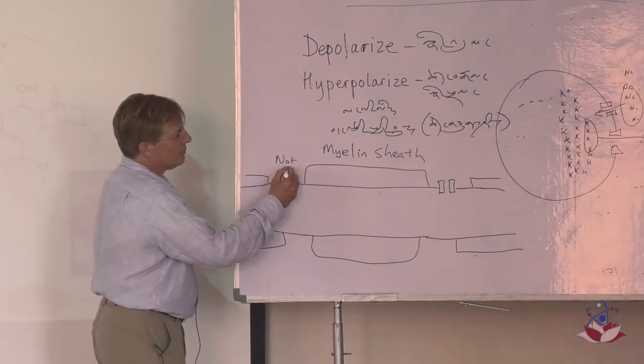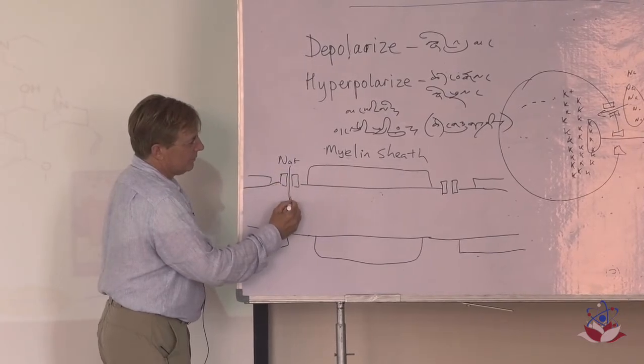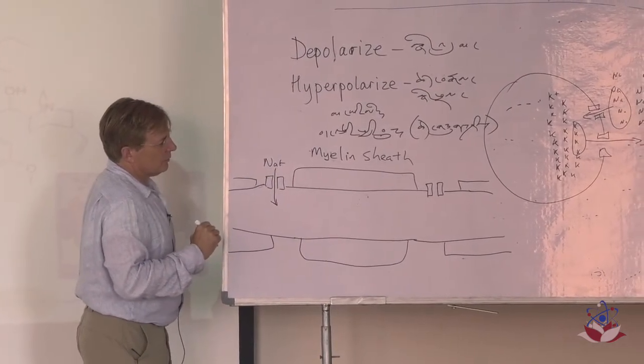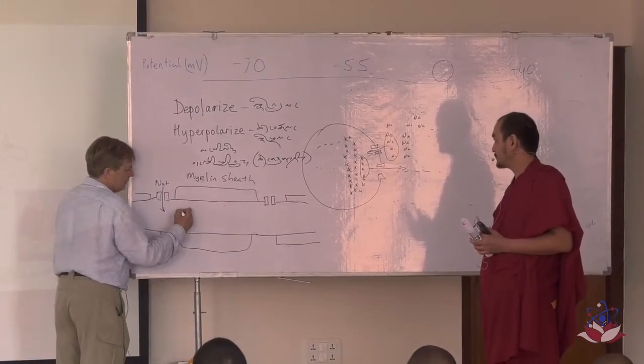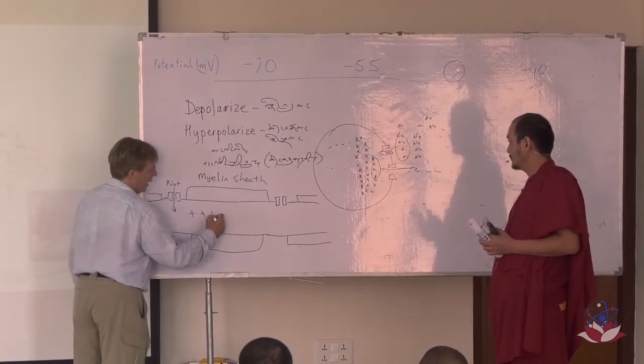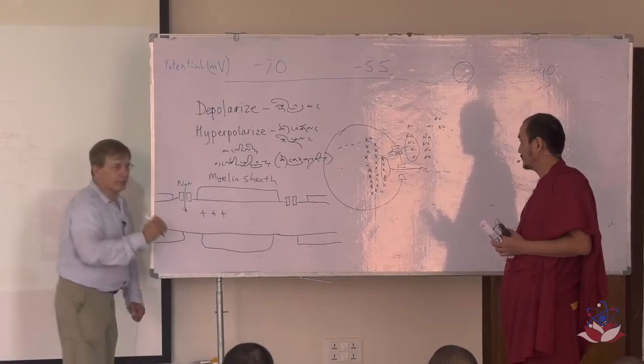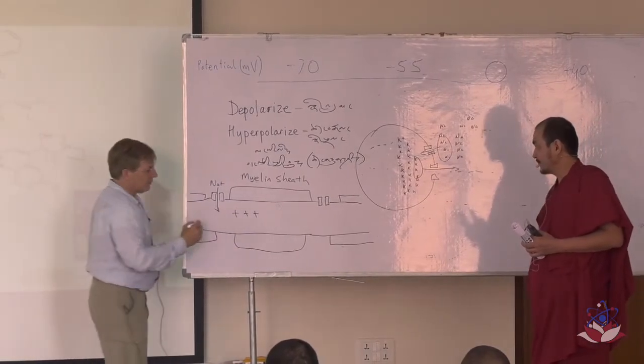So sodium comes in here during the action potential, and then it repels positive ions, because positive repels positive.